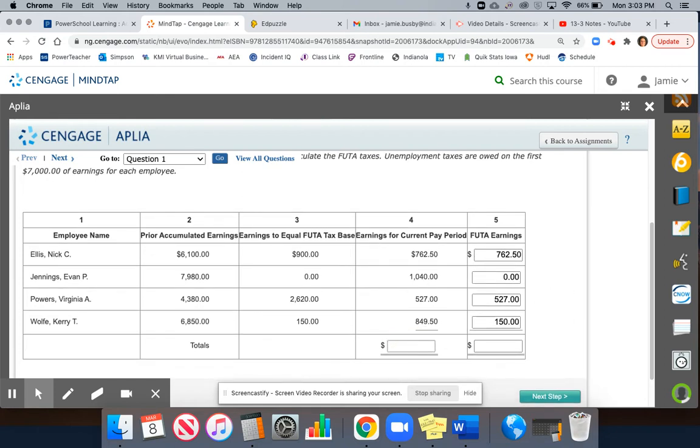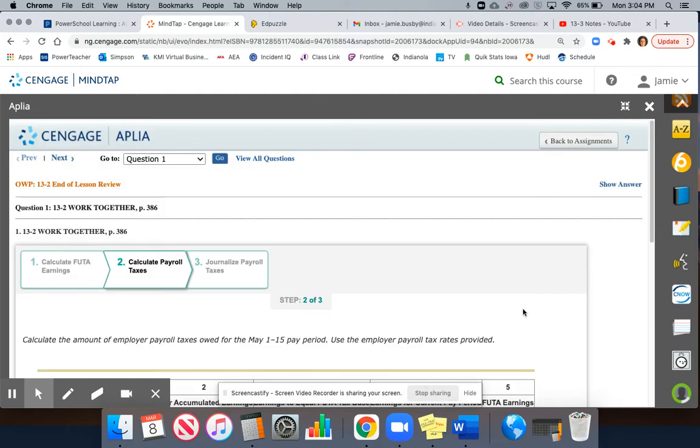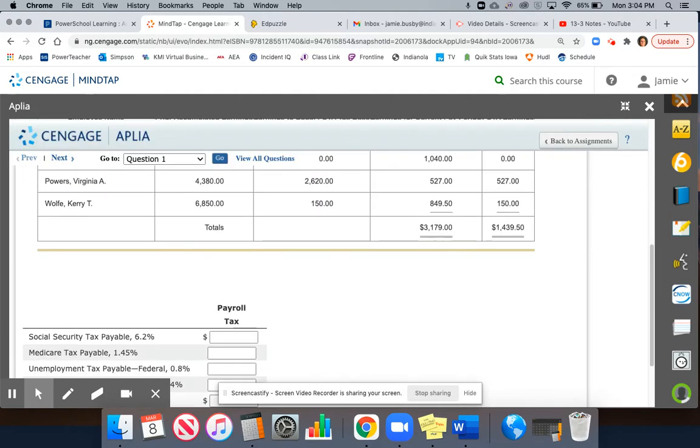So once you've calculated that, you add the totals. So our total earnings for the pay period, $3,179. Our total FUTA earnings, $1,439.50. So that is step 1. Step 2 is to calculate the taxes.